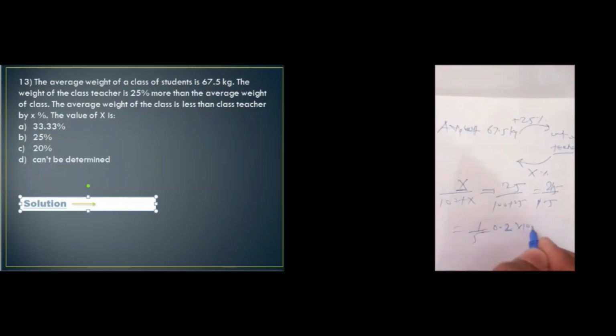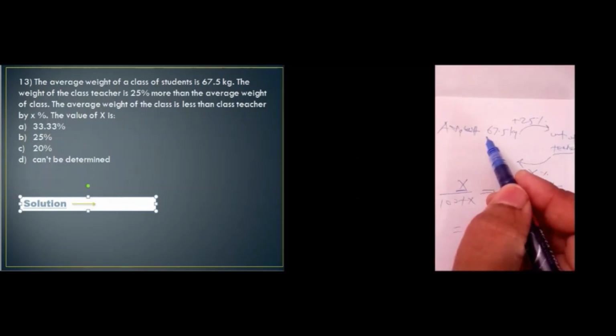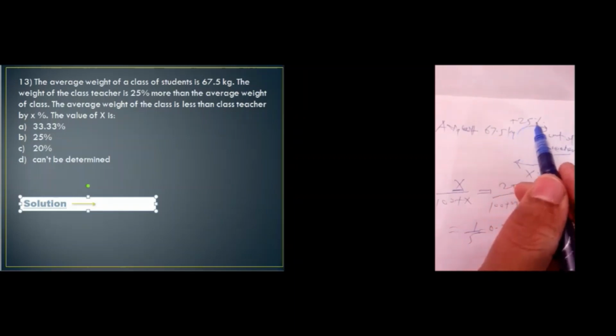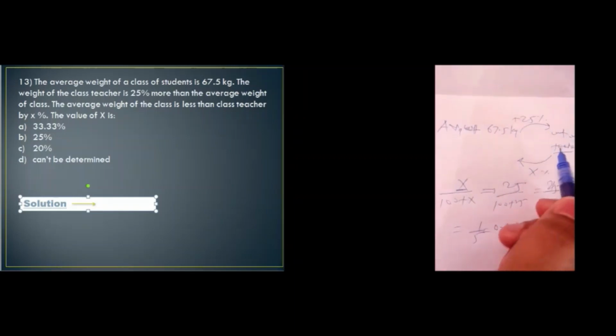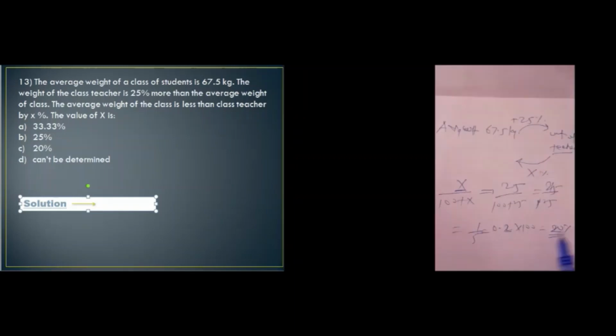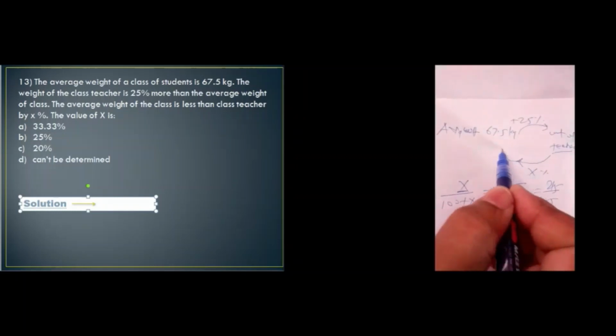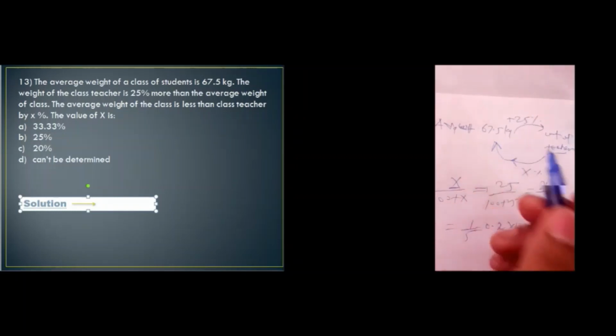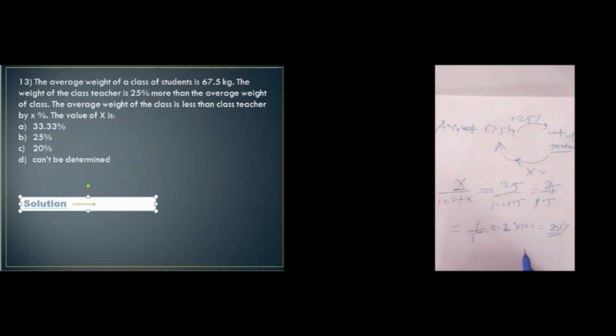So it is nothing but 20%. When we increase the average weight of the class by 25%, we get the weight of the teacher, and when the weight of the teacher is decreased by 20%, we immediately get the initial value of the average weight of the class, that is 67.5 kg. So 20% is the correct answer. So option C is the correct option.